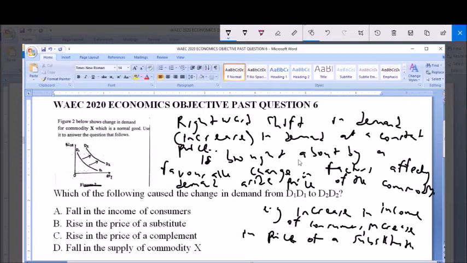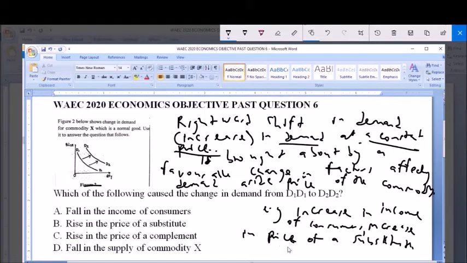Now, increase in income of consumers will increase the demand for this commodity because the consumers now have the purchasing power irrespective of the price. Like I said, the diagram represents this change in demand at constant price. So the price has not changed, okay? So the price hasn't changed. But because the income of the consumer has increased, they can now purchase this product. So the demand for it will increase.